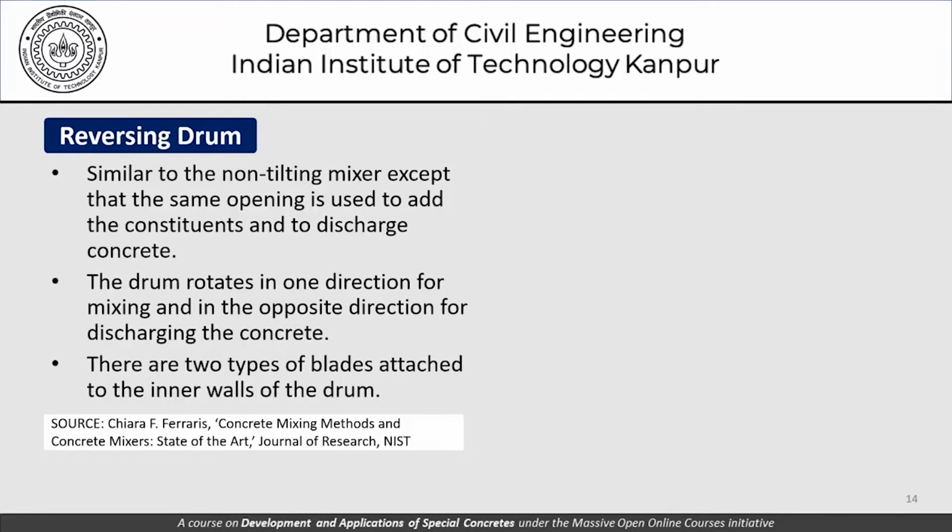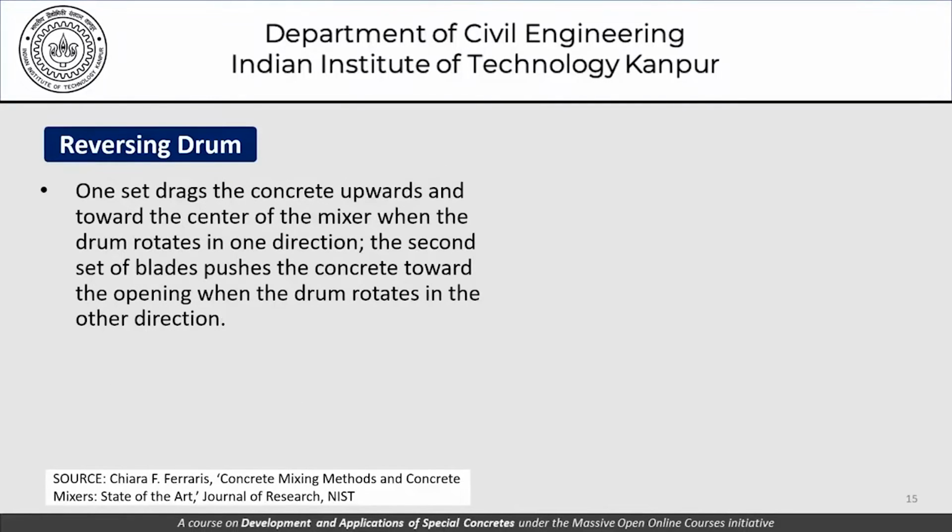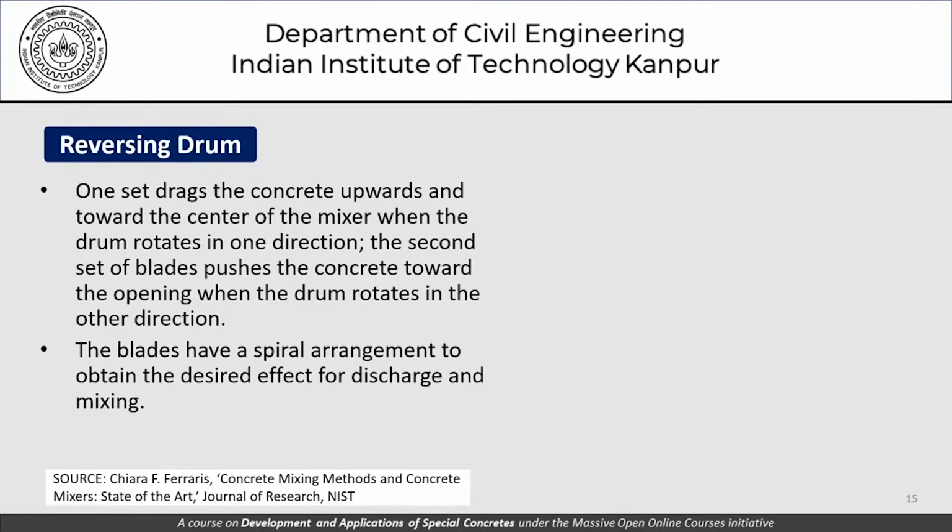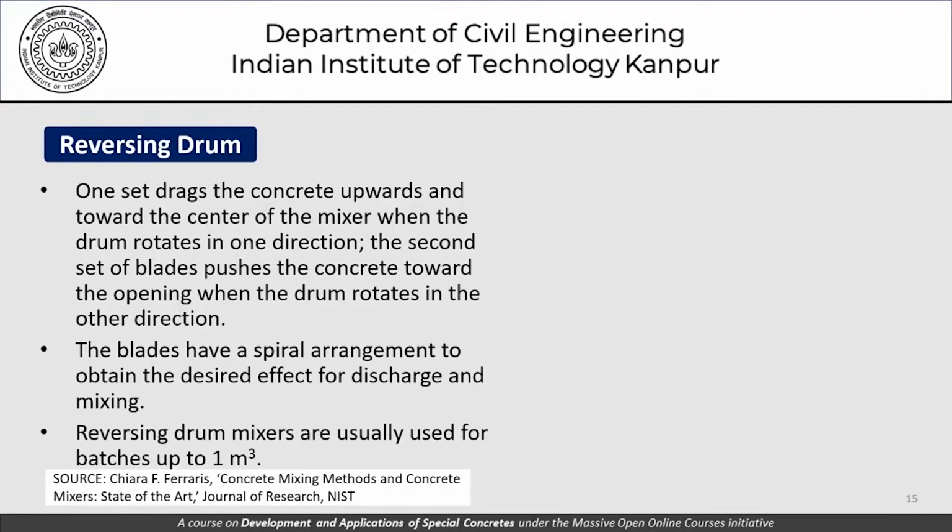There are two types of blades attached to the inner walls of the drum as far as a reversing drum is concerned. One set of blades drags the concrete upwards and towards the center of the mixer when the drum rotates in one direction, and the second set of blades pushes the concrete towards the opening when the drum rotates in the other direction at the time of discharge. The blades have a spiral arrangement to obtain the desired effect for discharge and mixing. The reversing drum mixers are usually for batches up to about 1 cubic meter.